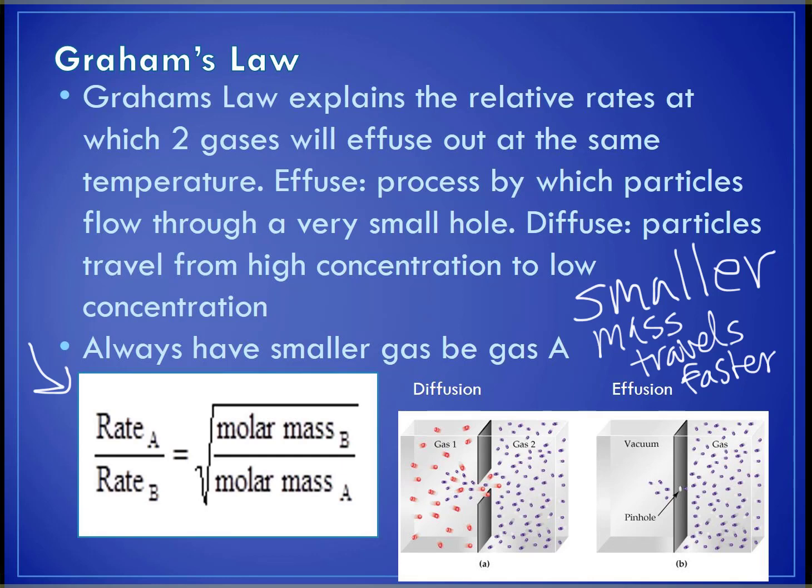So notice that when you're looking at the rate of A compared to the rate of B, when you go to do the square root, you should have your big number on top. So you want to have the smaller gas be gas A. We already know it travels faster. Graham's law just tells us how much faster.